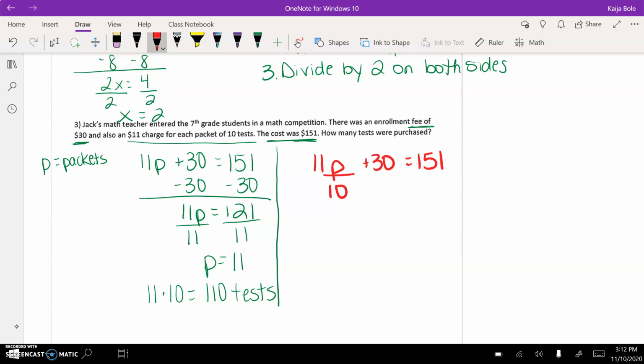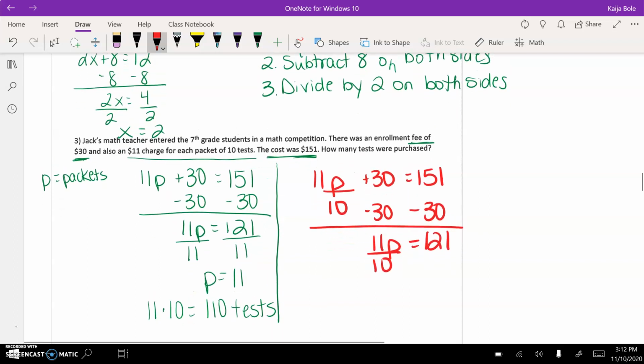Okay, now getting to this red equation, that's a little tricky, right? That's all right if that kind of hurts your brain. But I'll solve it anyway. So we would still subtract 30 on both sides. So you get 11/10 P equals 121. So now this is similar to question 1 from up above.